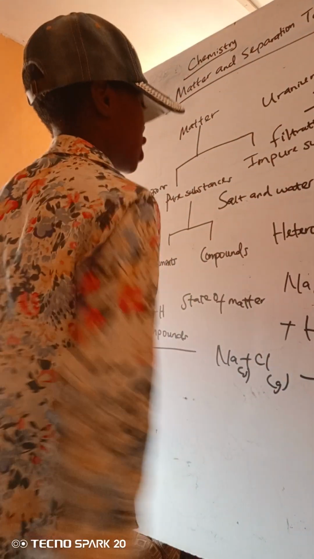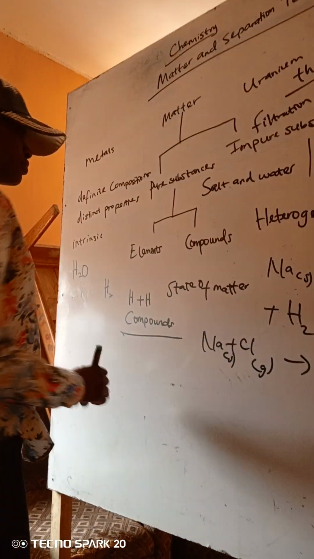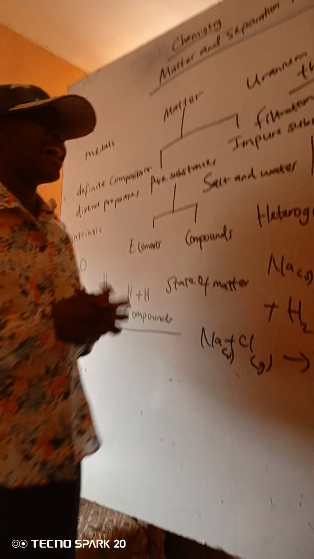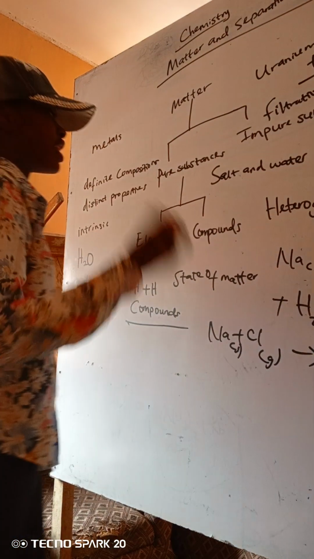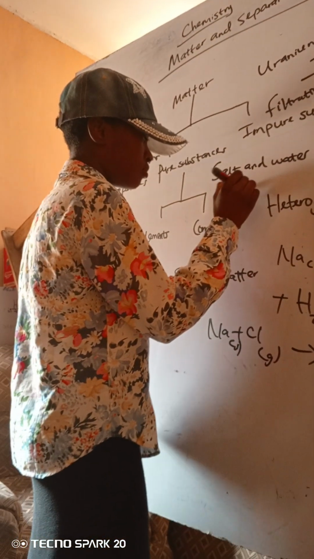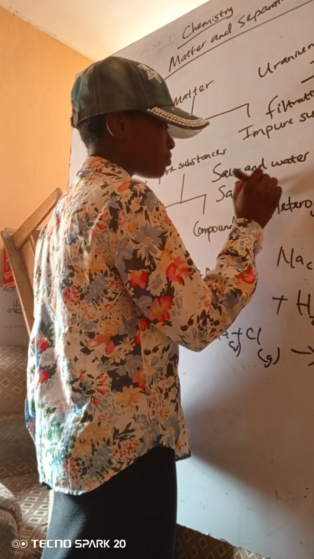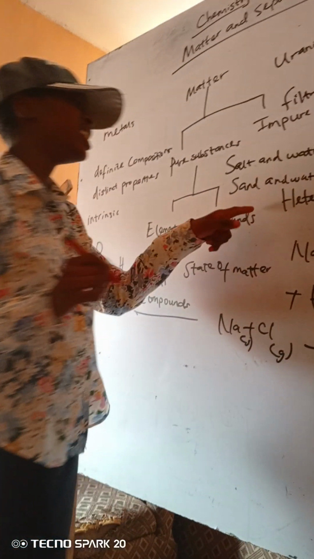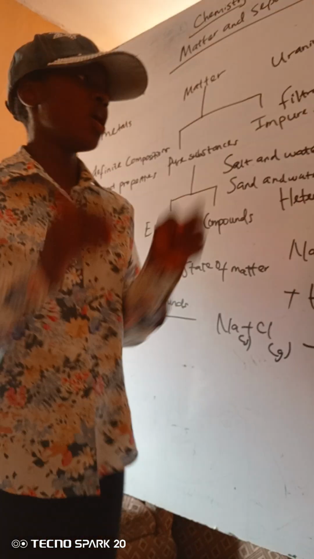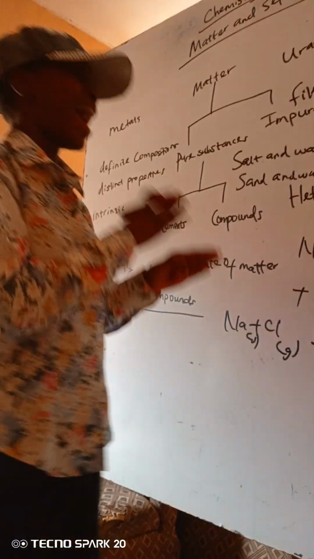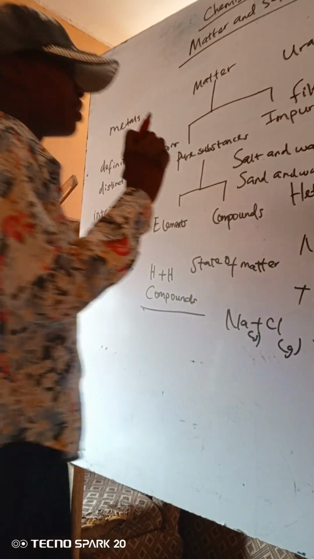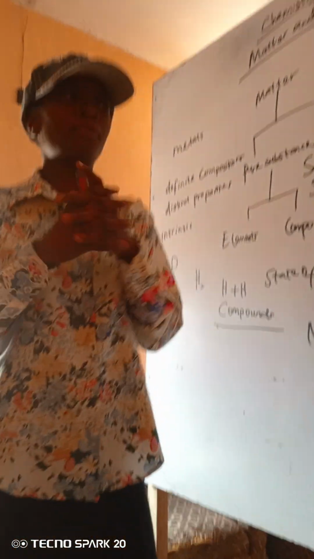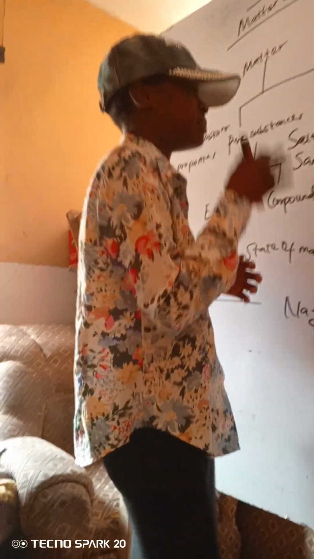Let's look at heterogeneous mixtures. Heterogeneous mixtures are mixtures that don't have uniform composition. For example, sand and water. You can easily distinguish between sand and water when they are in a mixture, and they don't have uniform composition, as well as they don't have the same intrinsic properties. You can always differentiate between them.